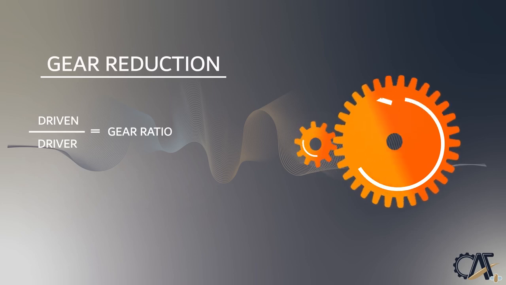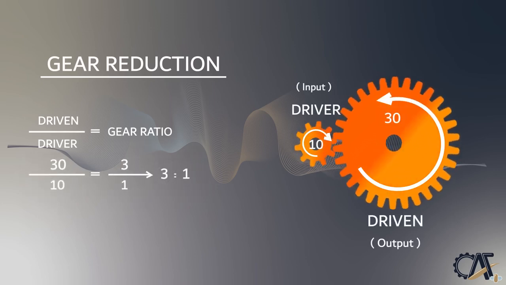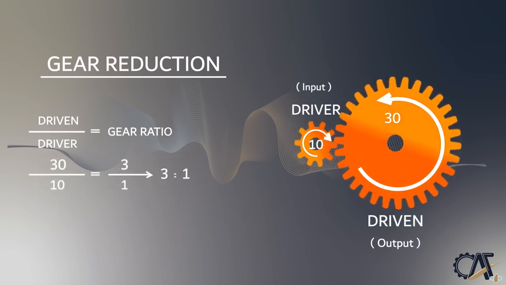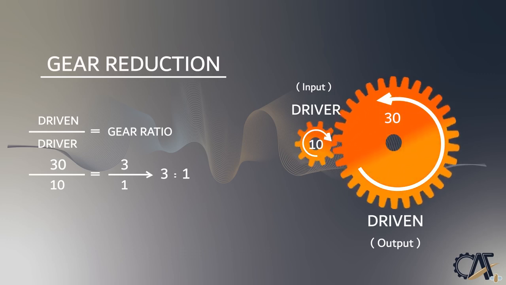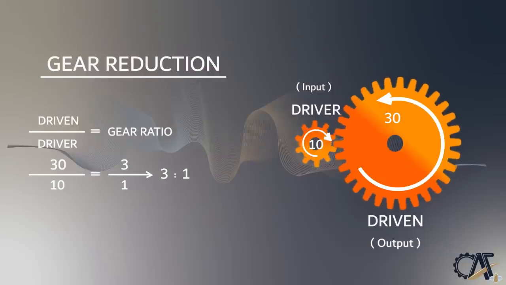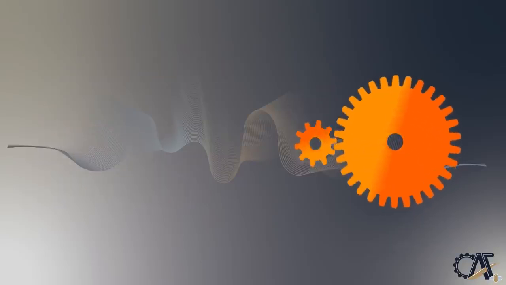A gear ratio is the ratio of the sizes of 2 gears. It is calculated by dividing the number of teeth of the driven gear by the number of teeth of the driver gear. In this example, when the pinion drives the output gear, for every 3 turns of the pinion the output gear will complete 1 revolution. This drive mode of gears is called gear reduction.